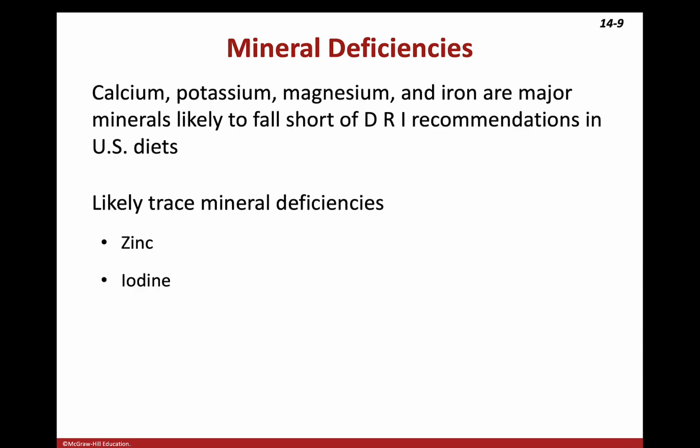Now, when we talk about mineral deficiencies, the primary minerals that are deficient in the United States are calcium, potassium, magnesium, and iron. Those are the minerals that we are most likely to fall short of DRI recommendations in our diets. When we talk about trace minerals, there are also potential deficiencies in zinc and iodine.